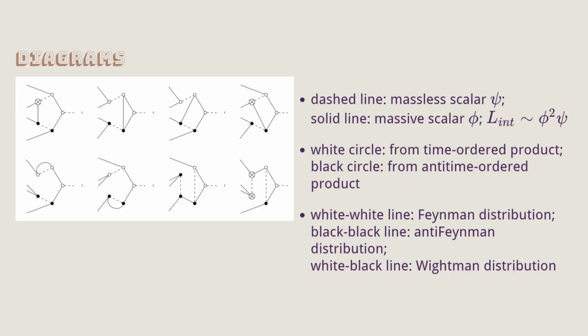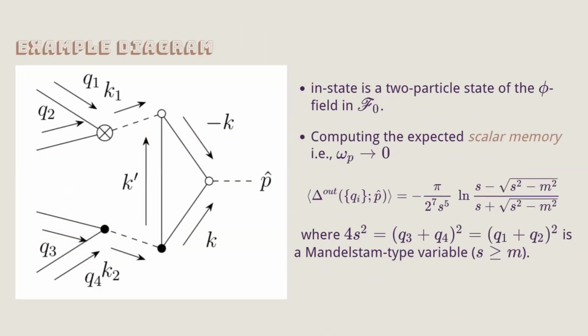So I'll show you one of the diagrams, which is the simplest one, this middle one right here. So I'll also explain what I'm doing. So I'm sending in an in state, which is a 2-particle state of the massive pi fields. Okay. And I want to compute the scalar memory. So I'll compute pi out and take the 0 frequency limit of that, which is the scalar analog of memory. It's the scalar field jumping between 2 different values.